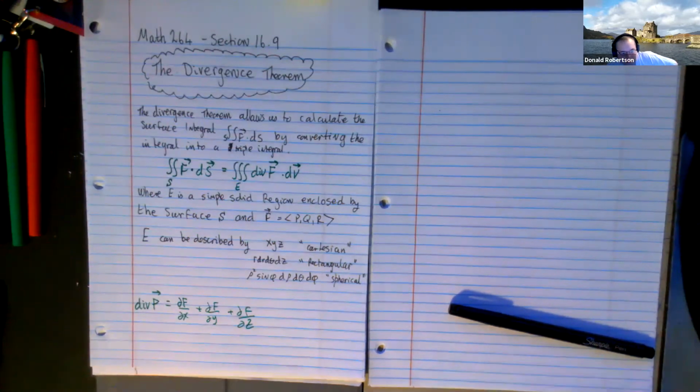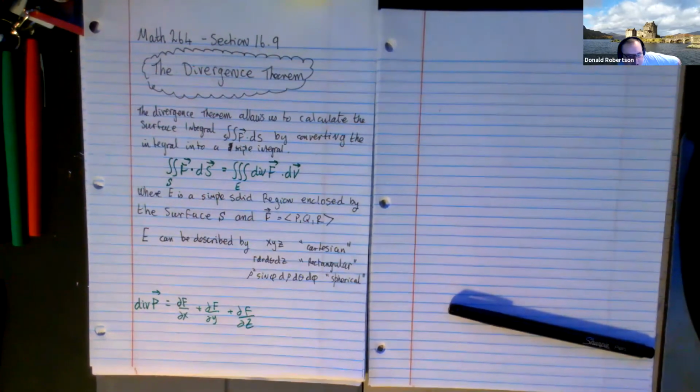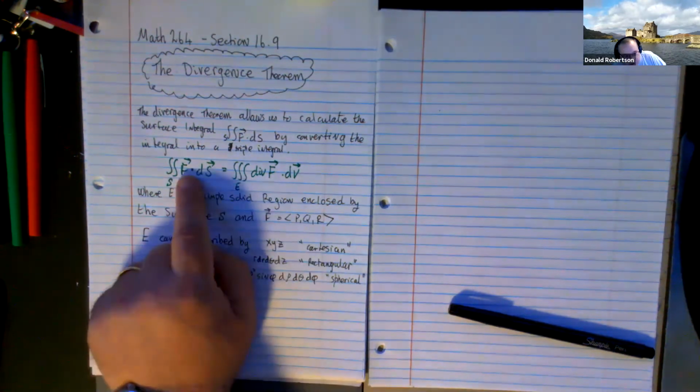So who's our last guy in town? Well, he's called the divergence theorem. Not a surprise why it's called that, because it uses the divergence of a vector field F. And what the divergence theorem allows us to do is to calculate this guy.